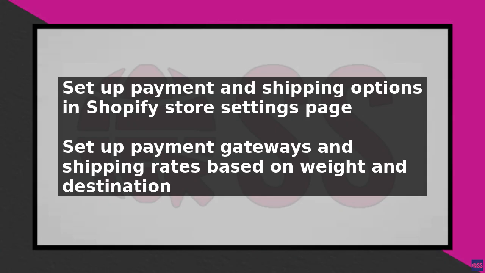To set up payment and shipping options, go to your Shopify store and navigate to the Settings page. Here you can set up payment gateways such as PayPal or credit cards, and set up shipping rates and options. You can also set up shipping rates based on the weight and destination of the package.